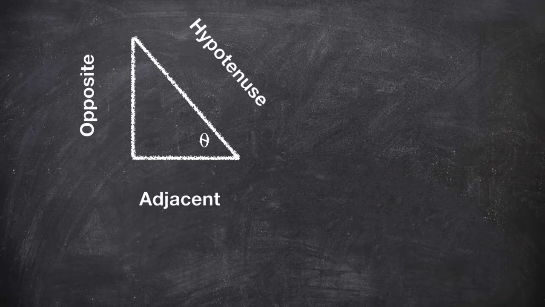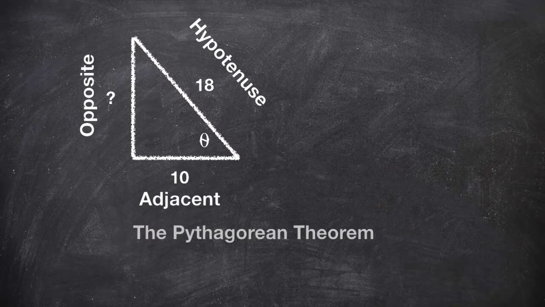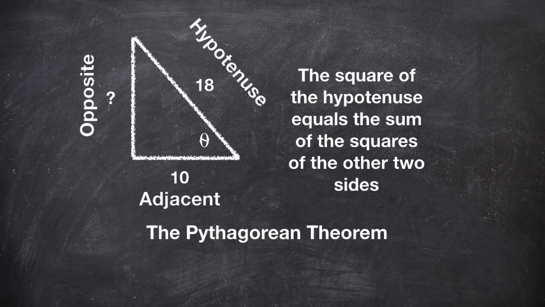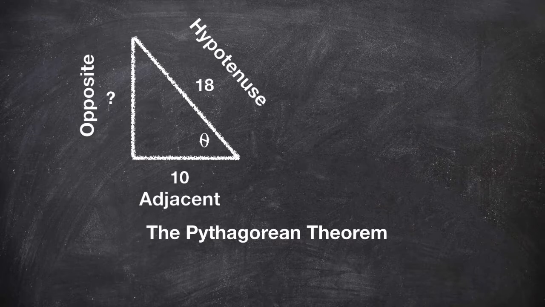If you know two of the sides of the triangle and only need to solve for the last side, you can use the Pythagorean Theorem. And although it might sound scary, it's actually a very easy formula. The Pythagorean Theorem states that the square of the hypotenuse is equal to the sum of the squares of the other two sides. The formula is written as a squared plus b squared equals c squared.